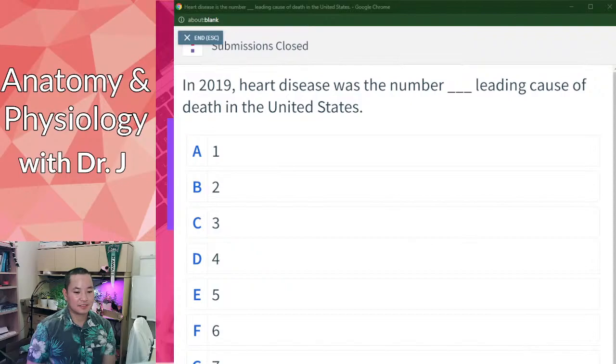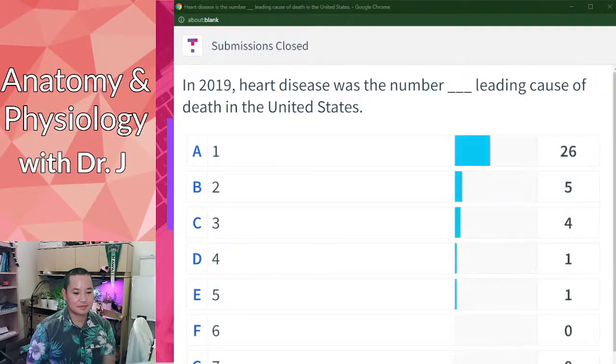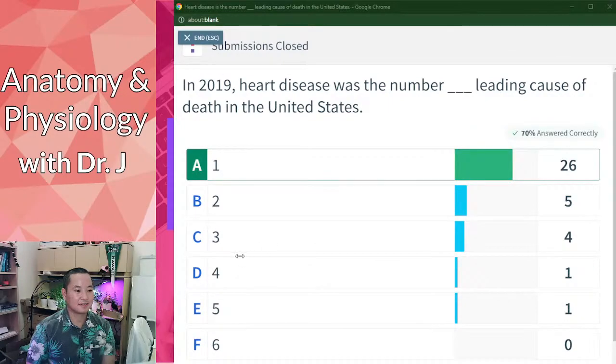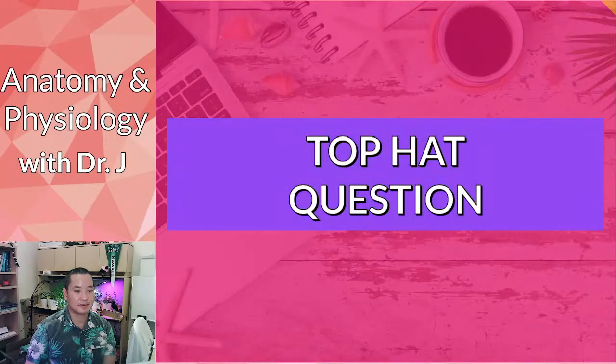So pre-COVID, most of you said it was the number one cause, and yes, before the pandemic, heart disease was the number one cause of death in the United States. And this is why it's very important to know about heart disease, because your heart has to stay alive and keep kicking, so you want to make sure it stays alive and as functional as possible.